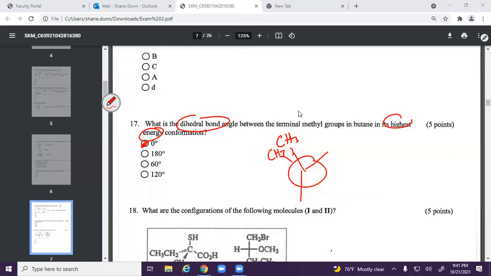Would you need a Newman projection if it's just asking for the highest energy? Wouldn't that be 0 by default? It would be, yes. But I do Newman because it's asking for a dihedral. Dihedral just basically means Newman projection. Gotcha. Is this helpful to you guys? Very. Yay. I'm glad it's helpful.